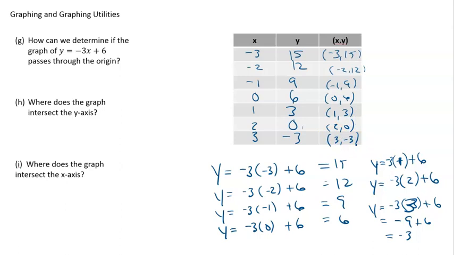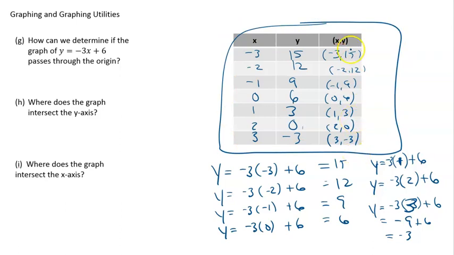All right, so let's answer these questions. How do we know if the graph passes through the origin? Well, (0, 0) is not on this list. So it does not pass through the origin, because it would have to have the point (0, 0) over here.